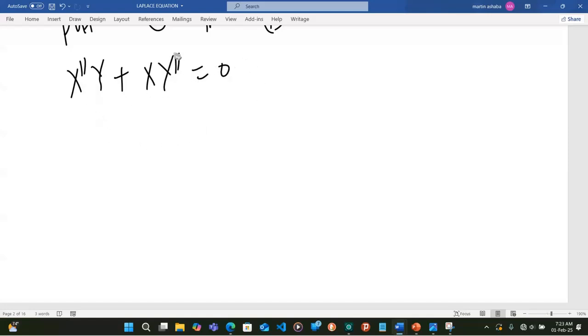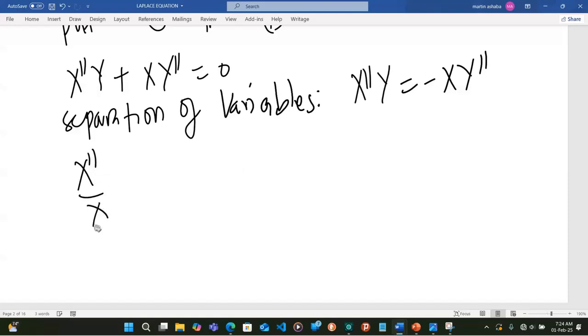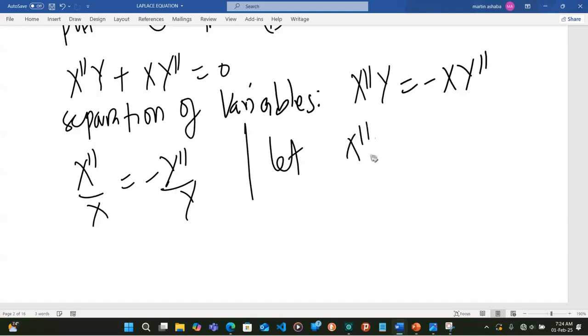So I'm going to do what we call separation of variables. This is going to give us X double prime Y is equal to negative X Y double prime. So if I separate the variables, this is going to give me X double prime divided by X equivalent to negative Y double prime divided by Y. So once I'm here, I can say let X double prime over X equivalent to negative Y double prime over Y equivalent to lambda.